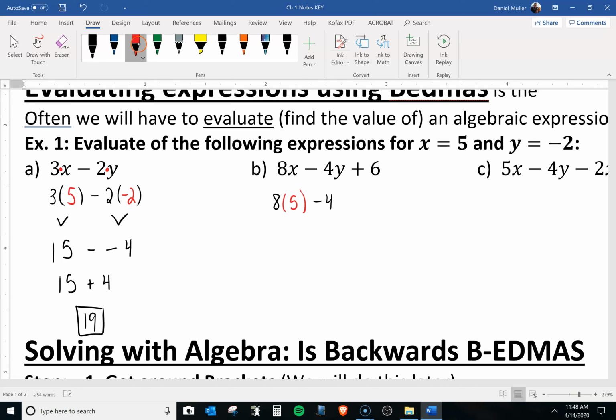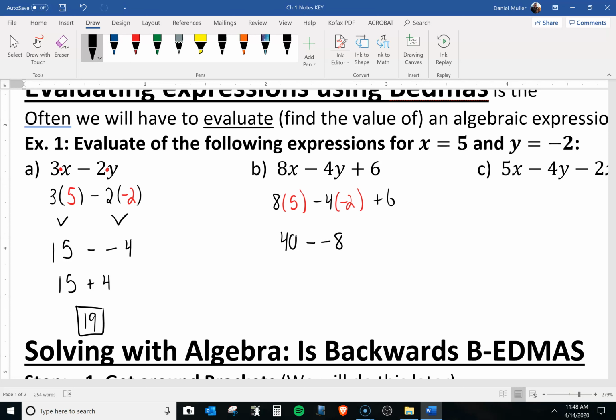And then we've got times y, and our y is negative 2, plus a 6. And again, we're going to have to follow BEDMAS. We have to do any multiplication first. So 8 times 5 is 40. And then we've got minus, and then there's a 4 times negative 2. 4 times negative 2 is negative 8.